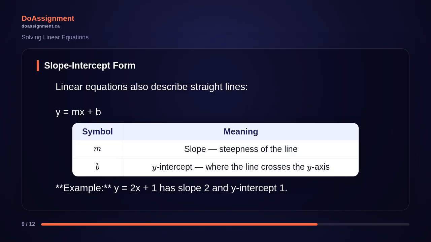Linear equations don't just appear as puzzles to solve, they also describe straight lines on a graph. The slope-intercept form is y equals mx plus b, where m is the slope, which tells you how steep the line is, and b is the y-intercept, which is where the line crosses the vertical axis. For example, y equals 2x plus 1 has a slope of 2 and crosses the y-axis at 1.